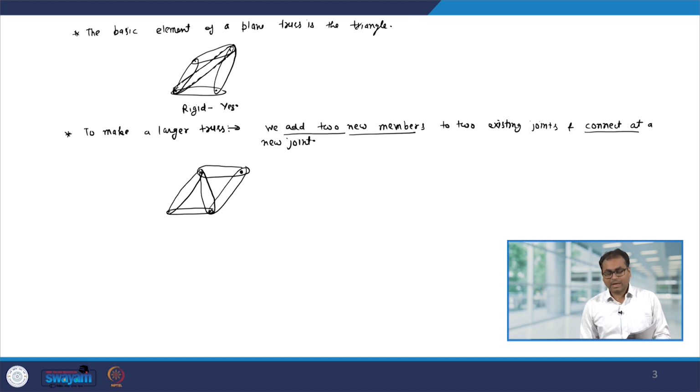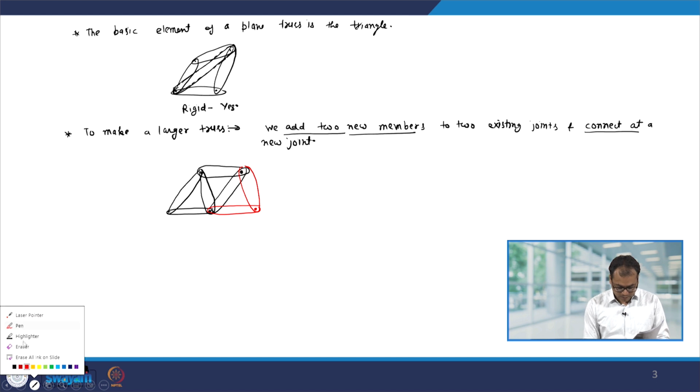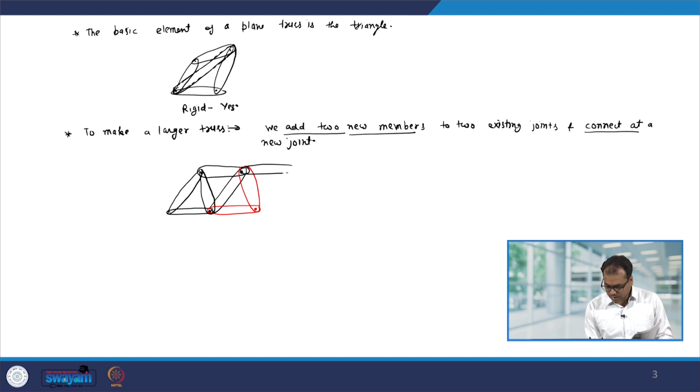Now, again if I have to extend it, let us again connect 2 new members. Let me connect this member and then one more member, and then again I put a new joint here. And if I have to extend it further, I can do the same thing. I can put one member, then the second member, and add another joint.